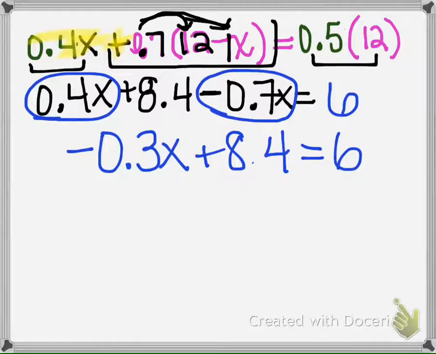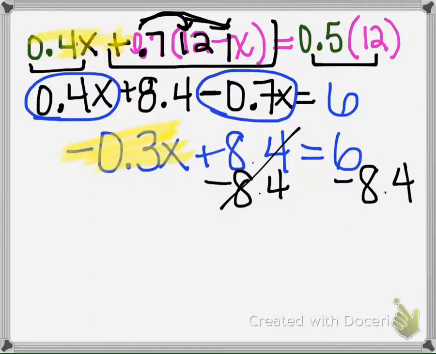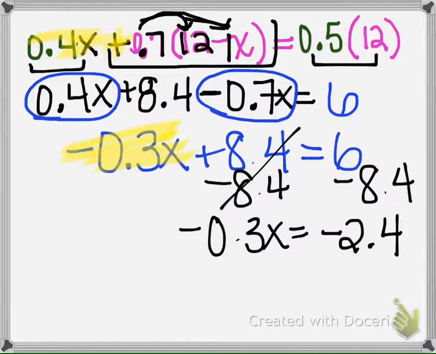Definitely want to make sure you have your calculator for these problems when you take the next test for sure. So the next thing is we're going to have to take away this 8.4. And then we have here 6 minus 8.4, which is -2.4.